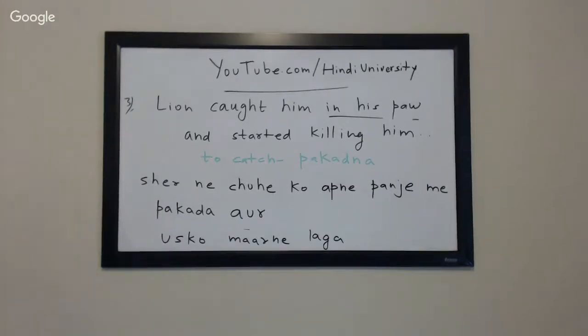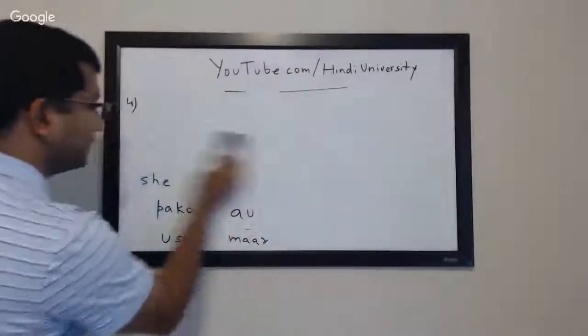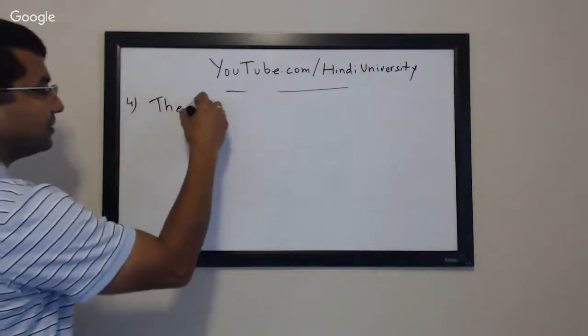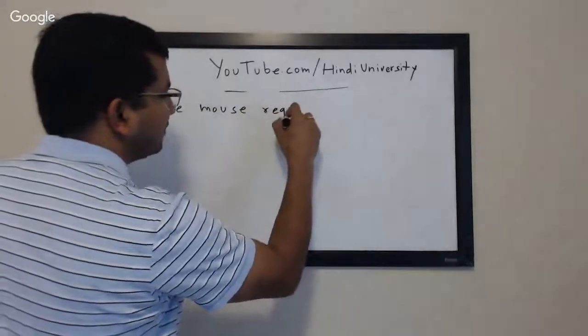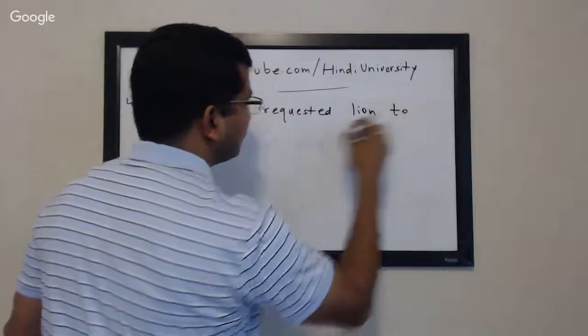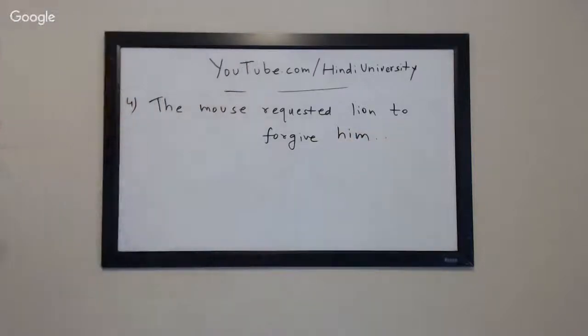The next sentence I have is: the mouse requested the lion to forgive him. The mouse requested lion to forgive him. Okay. I'm going to take a pause here to see if you guys have any questions.